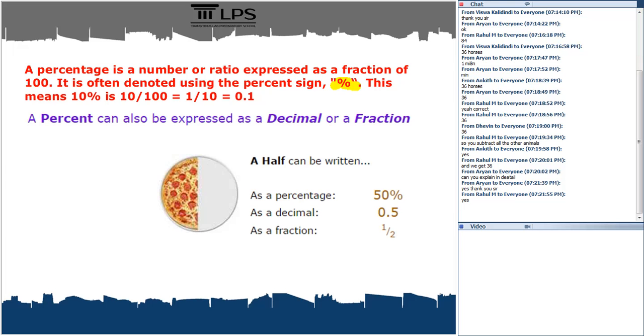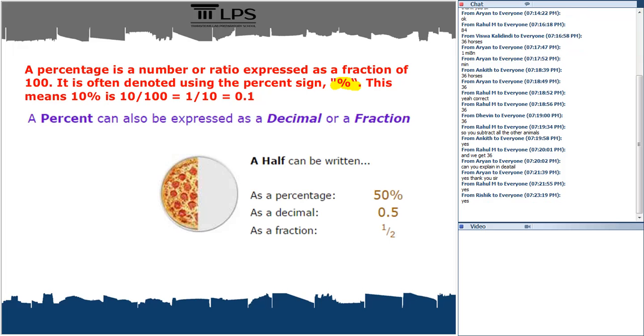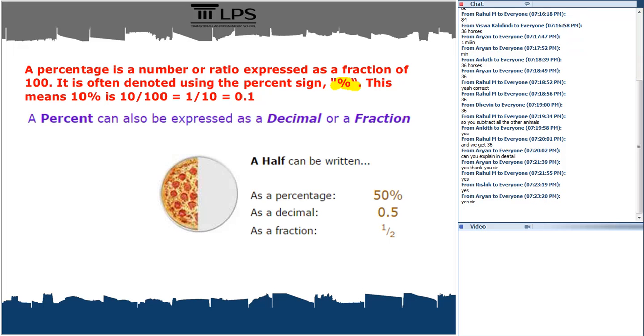A percent can also be expressed as a decimal or a fraction. A half can be written as a percentage, 50%, as a decimal as 0.5, and as a fraction as 1/2. Remember all these forms, because you can be given any one of these forms in a question and you should not go wrong in that. Okay, is that fine? Good. Be interactive and let me know if there is anything that you want me to explain again or go back to.